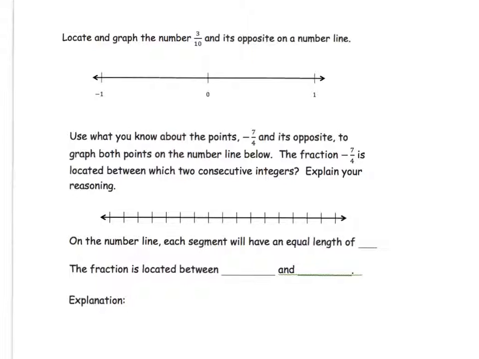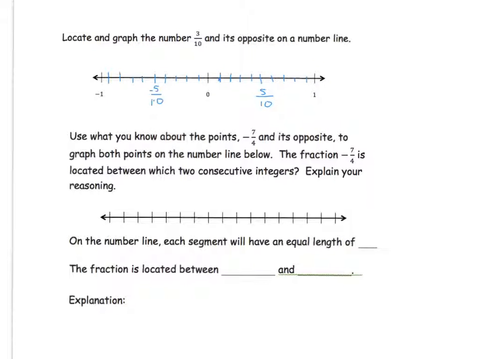Alright, let's see what's new. We have spent time locating opposites, so we know that opposites are the same distance away from 0, but on opposite sides of the 0. So if we have to locate and graph 3/10 and its opposite, if this is 0 and this is 1, we need to break this down into tenths. Very similar to if you had 1 centimeter and we wanted to break it down into millimeters. So pause and break your number line into tenths. So 10 equal spaces here, 10 equal spaces here.